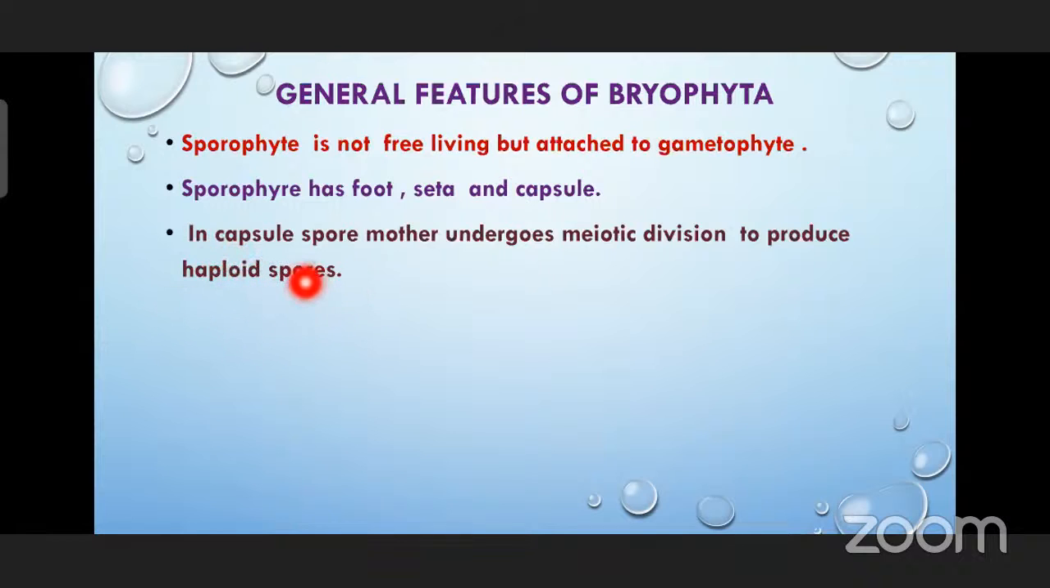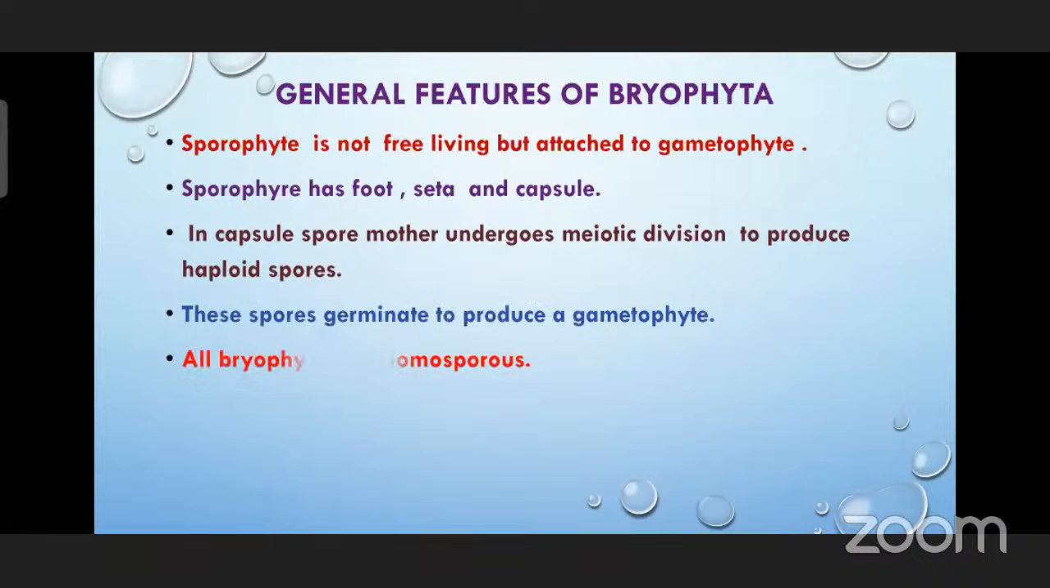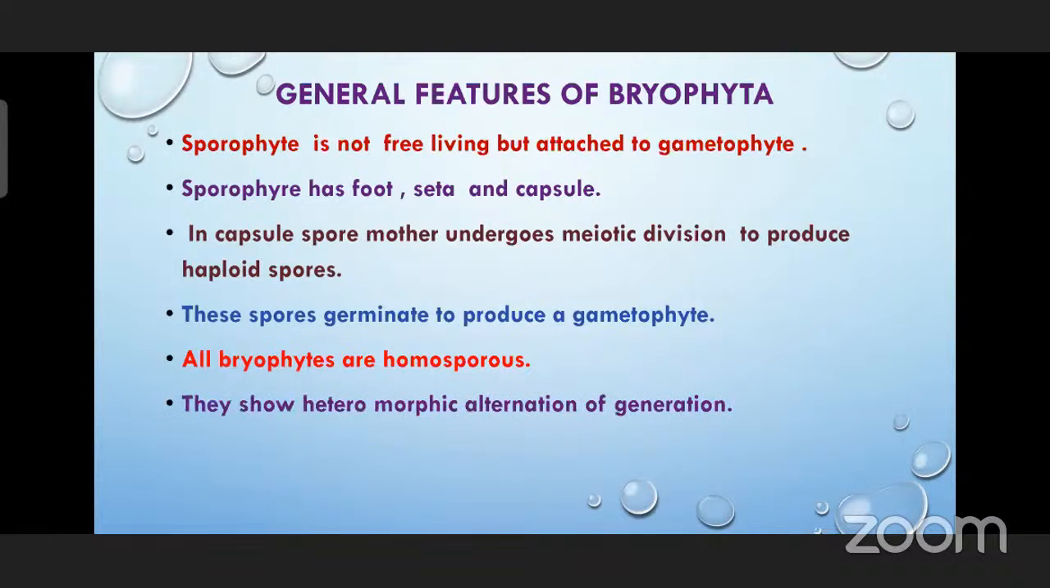So these bryophytes are haploid organisms. They can be seen in the diploid condition only when the antherozoid and egg fuse and the zygote forms. At that time the diploid condition can be seen. These spores germinate to produce a gametophyte again. So all bryophytes are homosporous. Homo means same; similar spores will be produced.